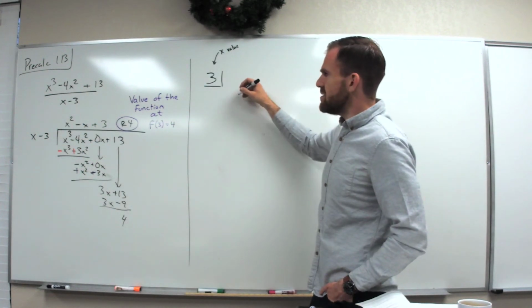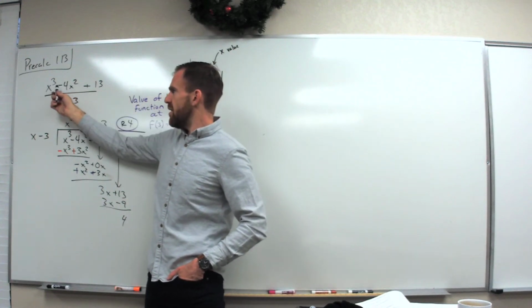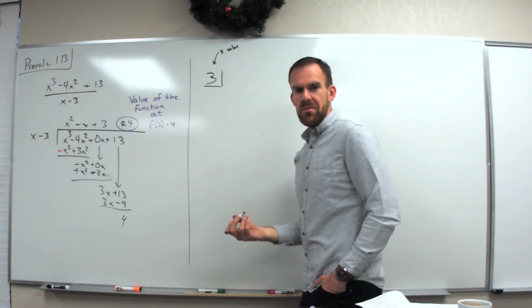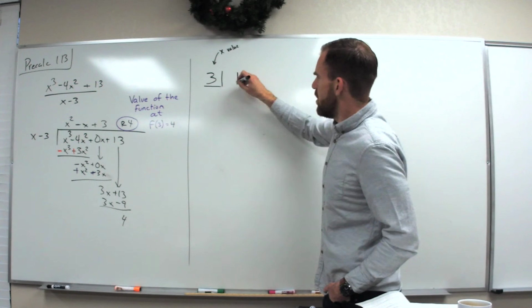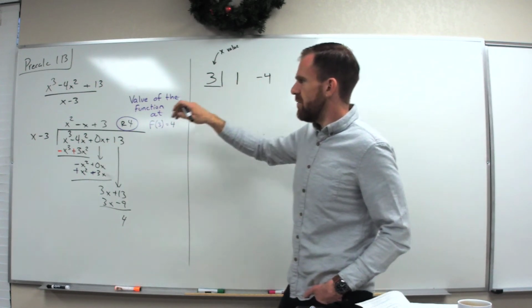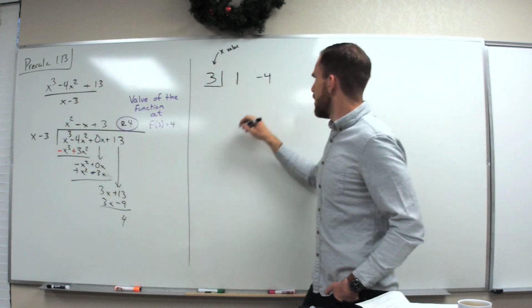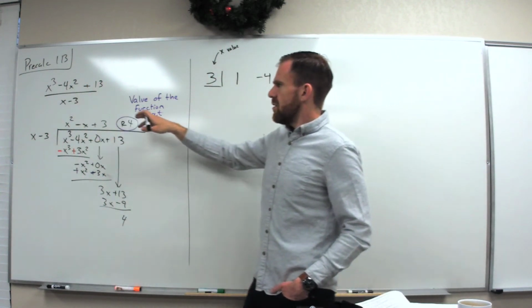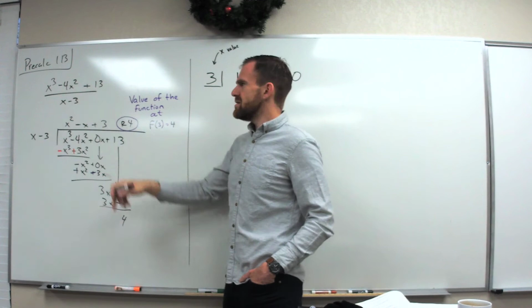What are my coefficients? They're the numbers in front of each power. So the number in front of x cubed is 1. The number in front of x squared is negative 4. The number in front of x is 0. The number in front of x to the 0 is 13.